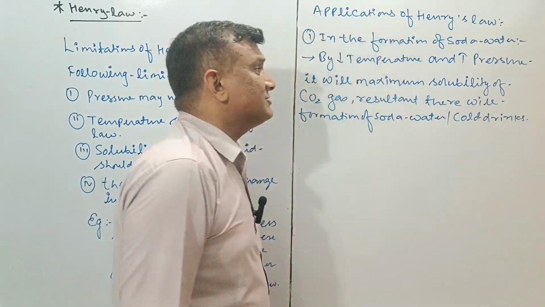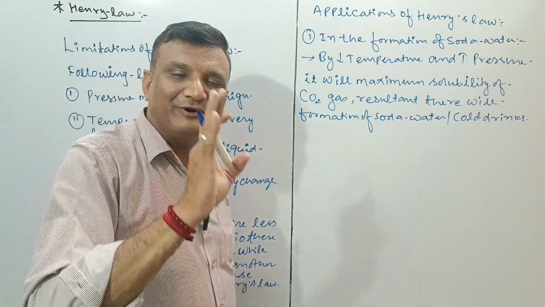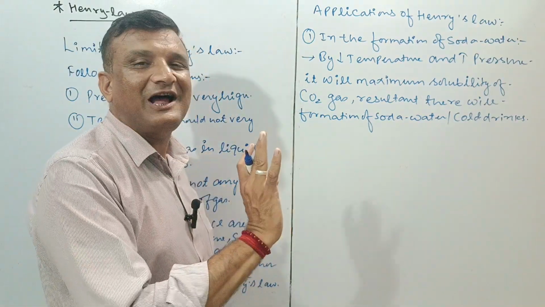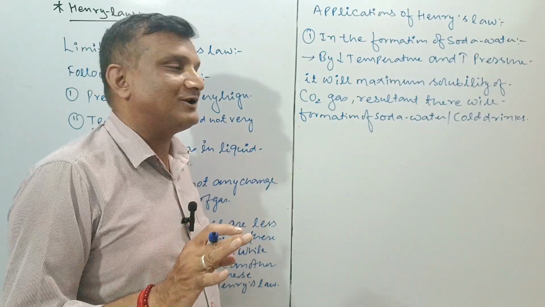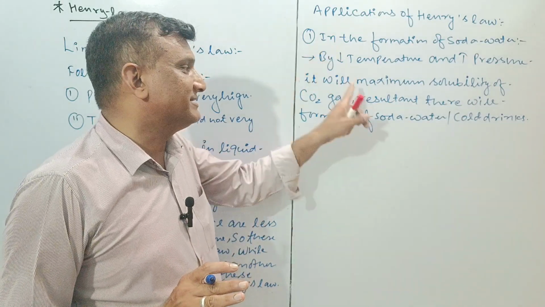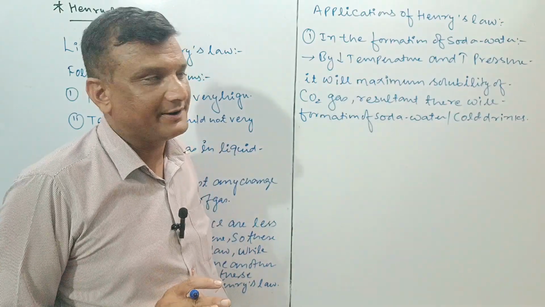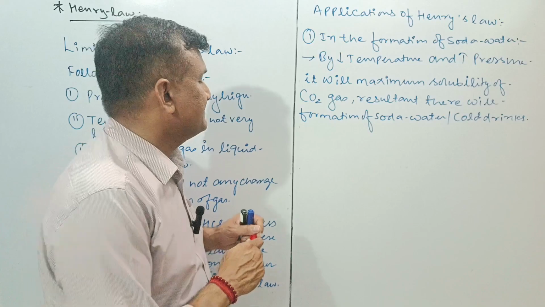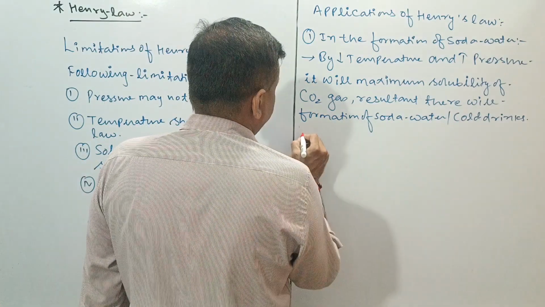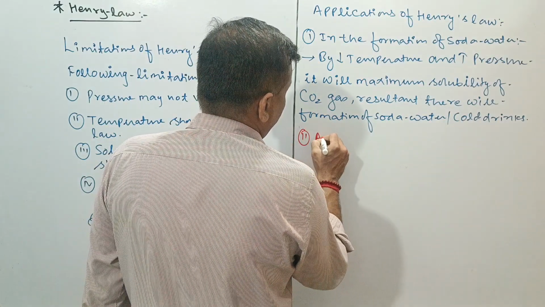मीन्स कोल्ड ड्रिंक्स और सोडा वाटर फॉर्मेशन के लिए हम टेम्परेचर को डिक्रीज कर दें और प्रेशर को बहुत ज़्यादा हाई कर दें, तो उस प्रेशर में CO2 की उस बेवरेज में उस लिक्विड में सॉलिबिलिटी इंक्रीज हो जाएगी एंड रिजल्टेंट इट विल फॉर्म द सोडा वाटर कोल्ड ड्रिंक. If we go with the next application, then that is a very important word, that is anoxia.